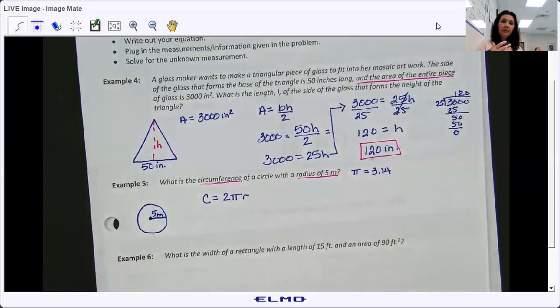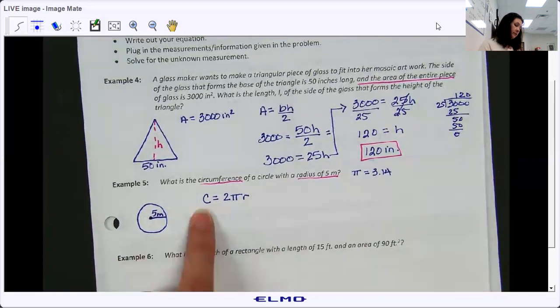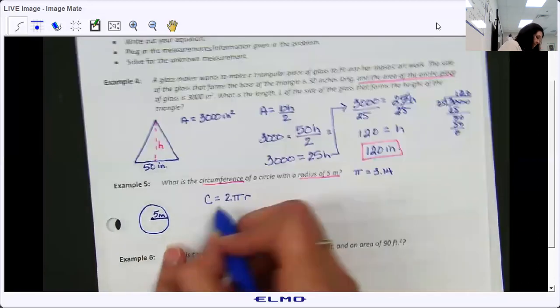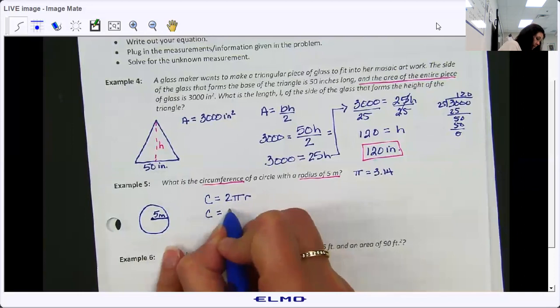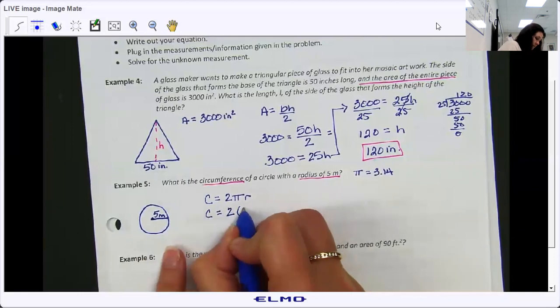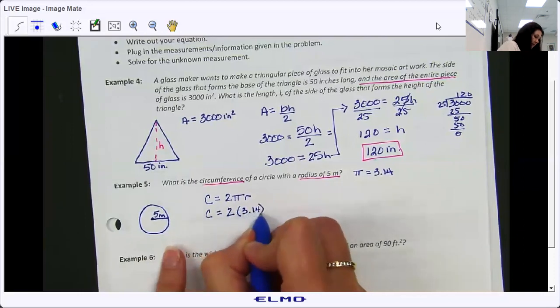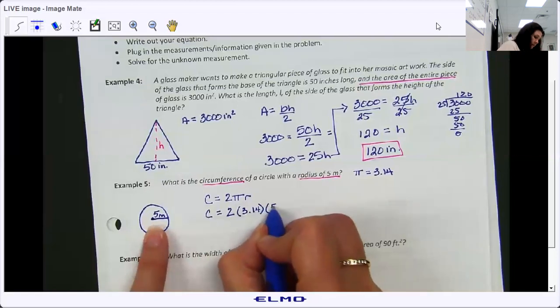So I'm going to plug in the information they give us. They're asking for circumference, so I'm going to leave this as C. They give us the value of 2. Pi is 3.14, and they tell us that the radius is 5.